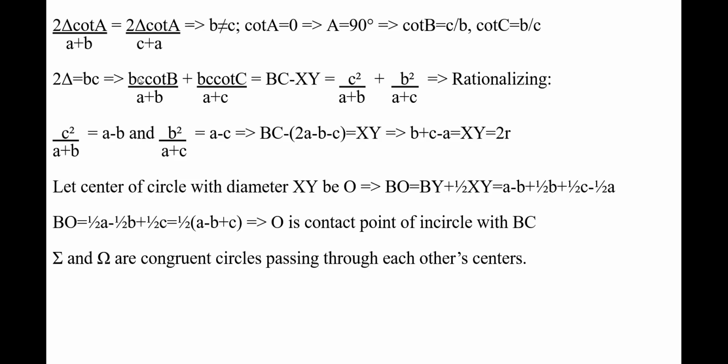So here we have BC by A plus B into cot B. Basically we just substituted this thing. Also, the area of the triangle will just be half into B and C, so we have 2 delta is equal to BC.